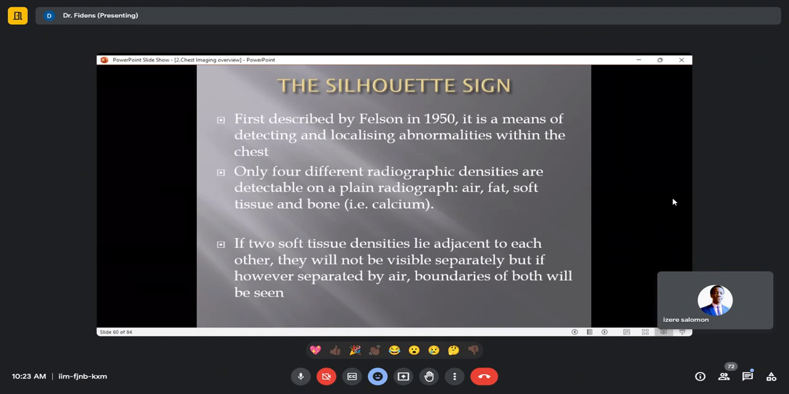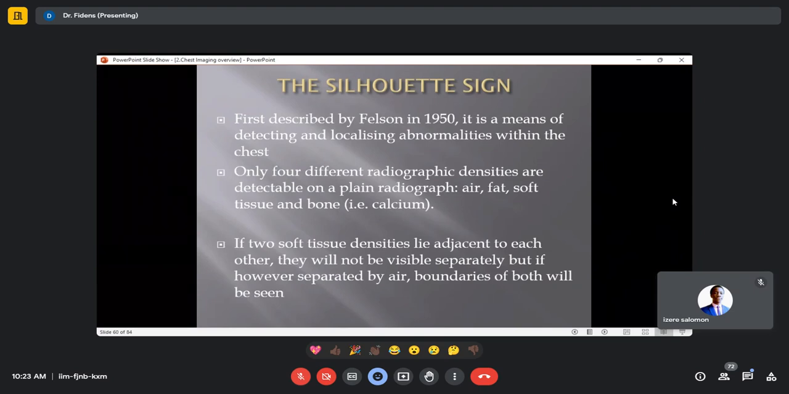Silat, how are you? Yes, I'm here. Ah, you are there? Yes. Do you understand what a silhouette sign positive is? I do. Explain to me.